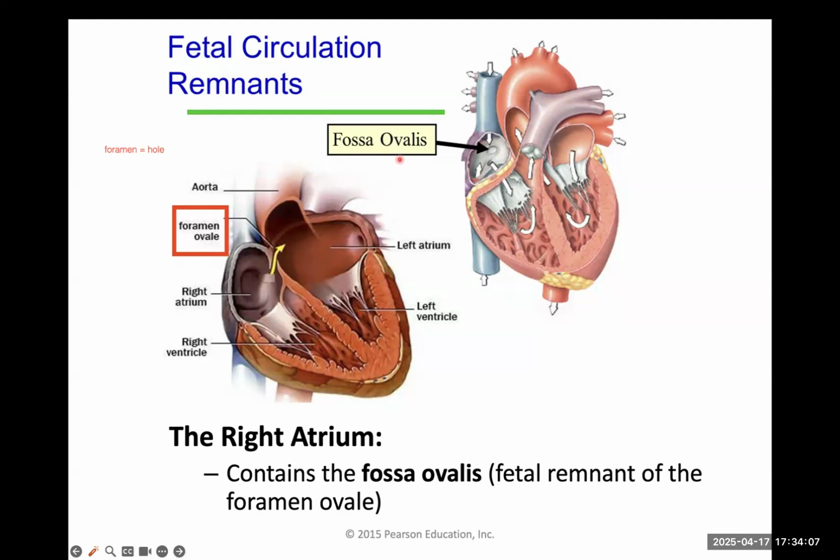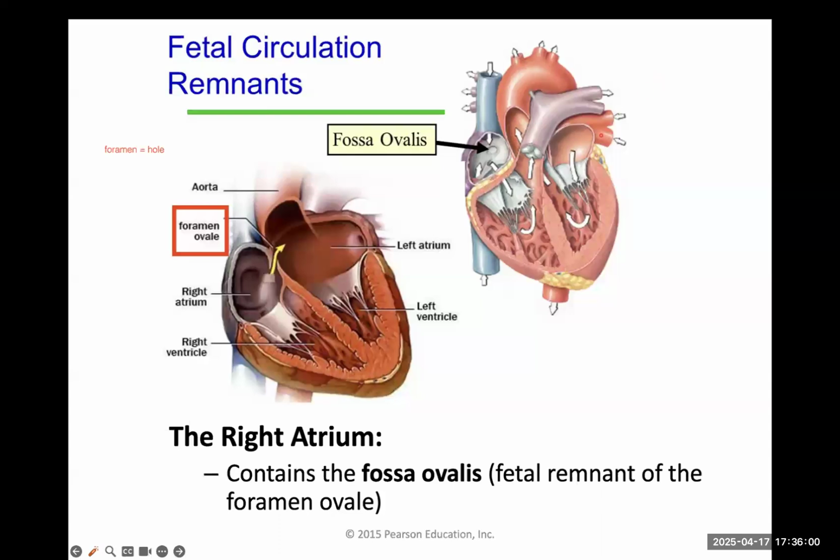If you look at the heart of an animal that's just been born, then you'll be able to see that the fossa ovalis is going to be the remnant of the hole that used to be there. So let me see if I can find your picture.